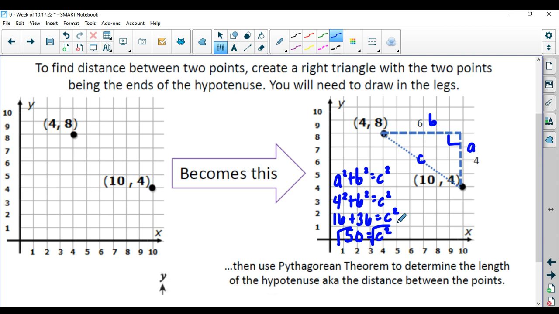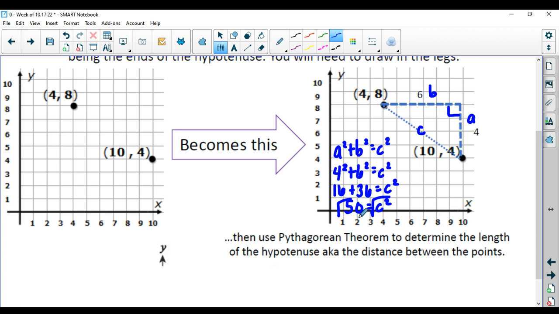And the square root of 50 is 7.07. My directions further down are going to have me round to the nearest tenth. So I'm going to call this 7.1 is equal to C.